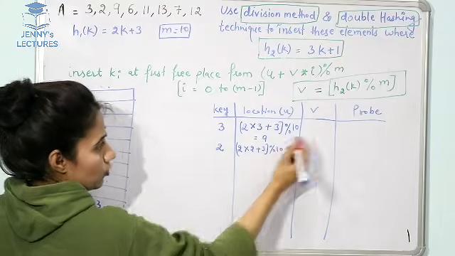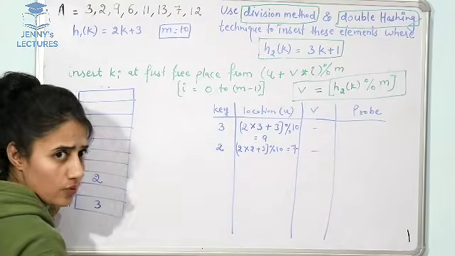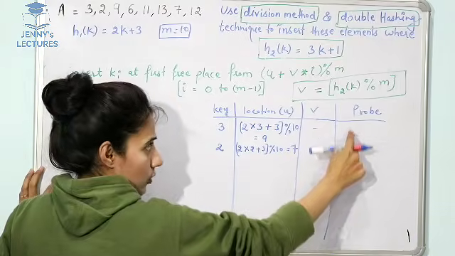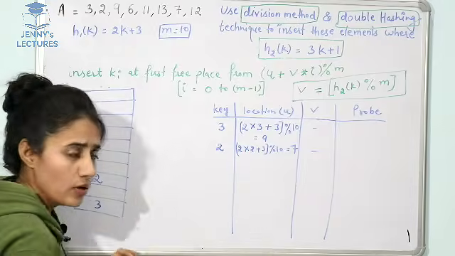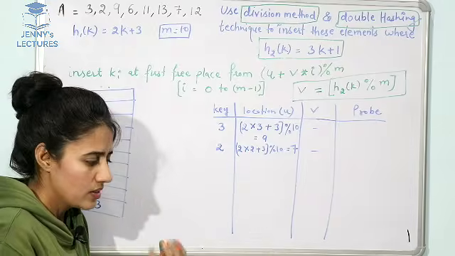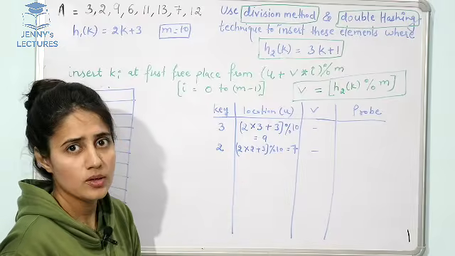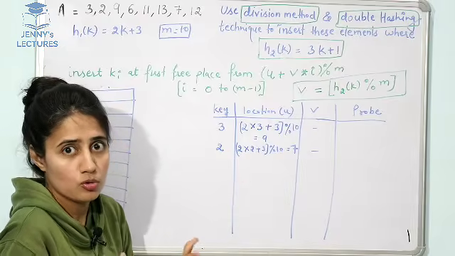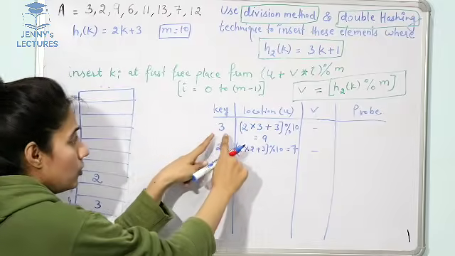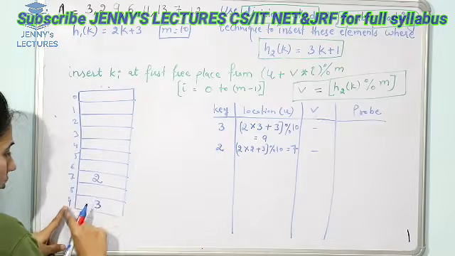And for 3 and 2, we are not supposed to calculate the value of v because no collision comes, but we will calculate the probe. Probe, what is its synonym? Simply in English, the synonym of probe would be searching, or you can say खोज करना or something like that. So you are inserting this 3.